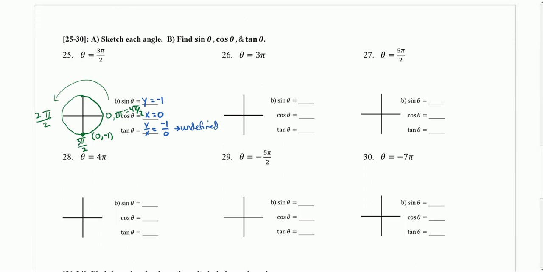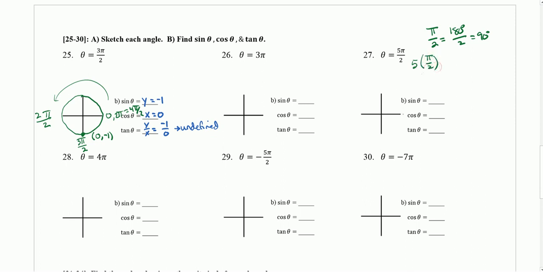We got 5 pi over 2. It's helpful with some of these to realize that pi over 2 is 180 over 2 in terms of degrees, so it's 90 degrees. And so if I think of 5 pi over 2, you can think of that as 5 times pi over 2, or 5 90 degrees.